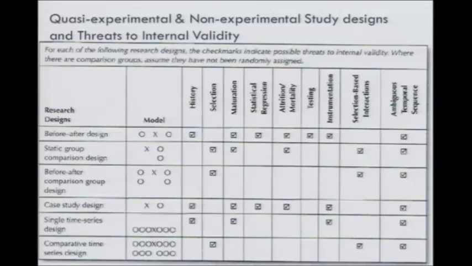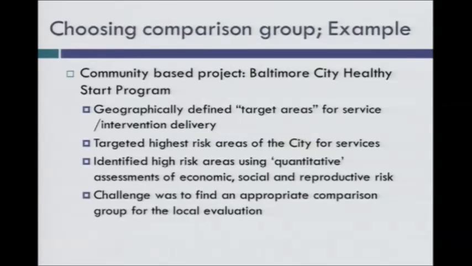I'm going to give you an example of what we did. So I mentioned to you that we did this Healthy Start evaluation many, many years ago, and we had a geographically defined catchment area. They were called target areas, and we targeted the highest risk areas of the city. We did a socio-demographic reproductive profile of all the census tracts in the city, and identified those that were highest risk, and those were our target areas.